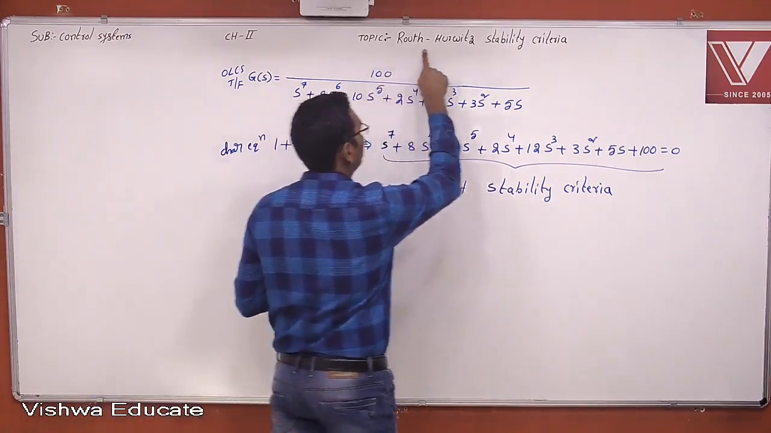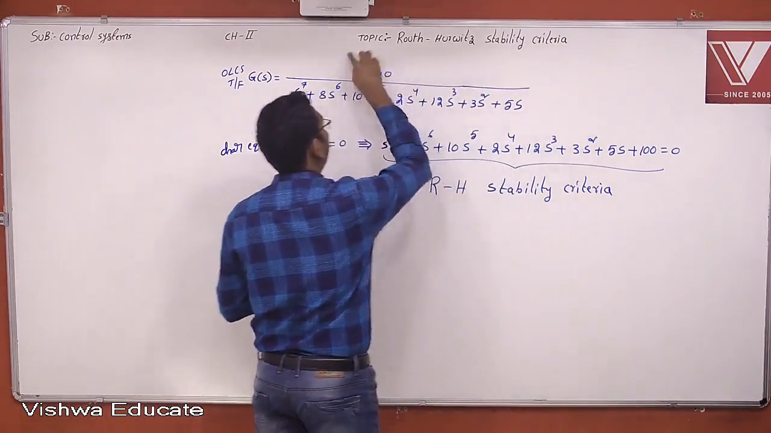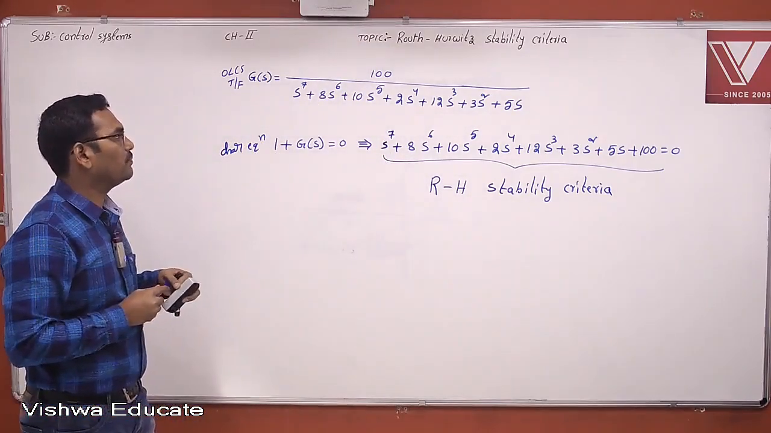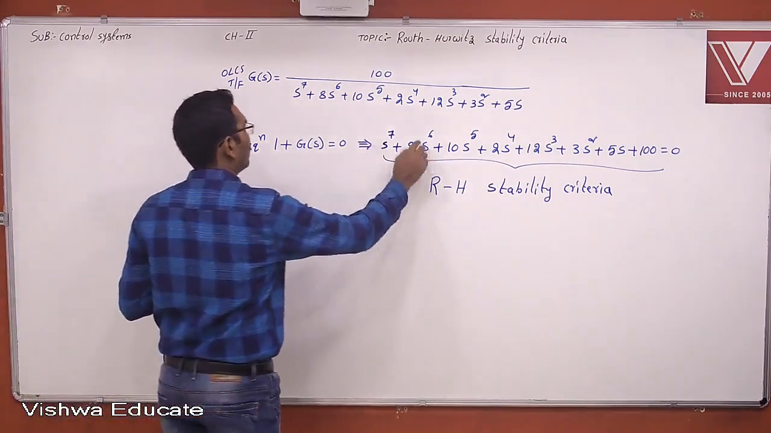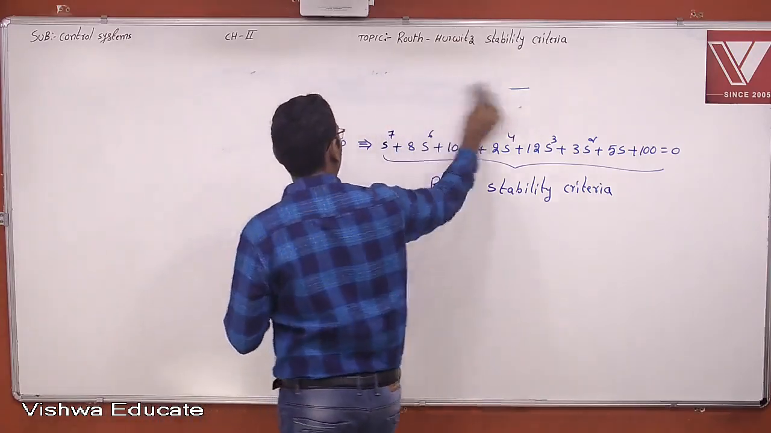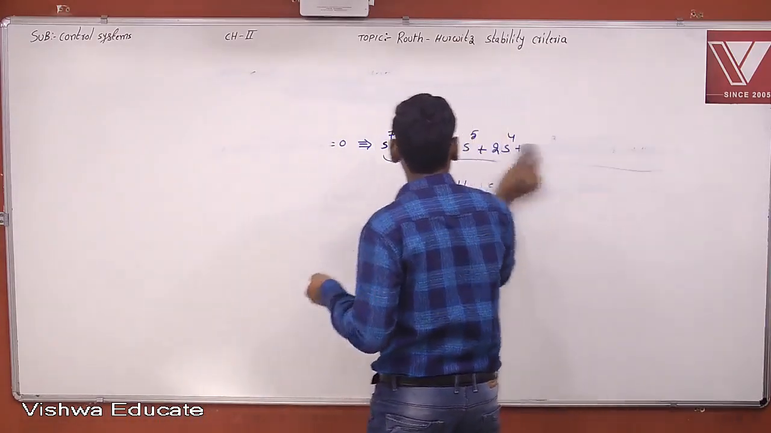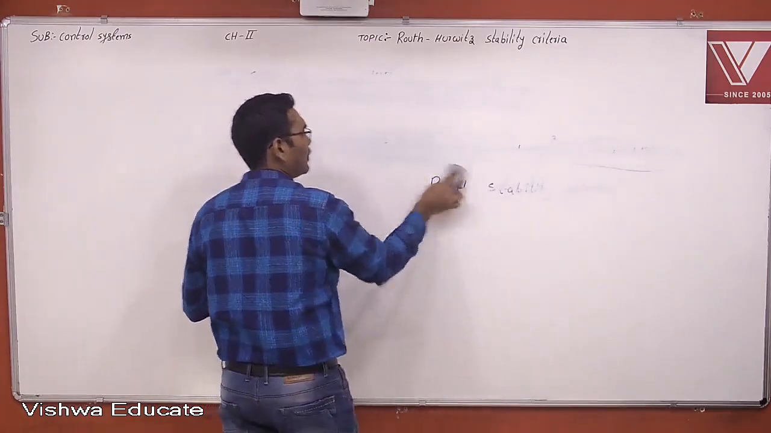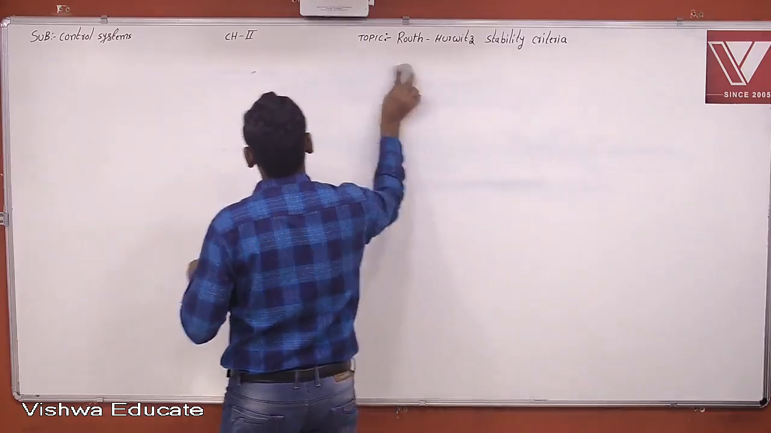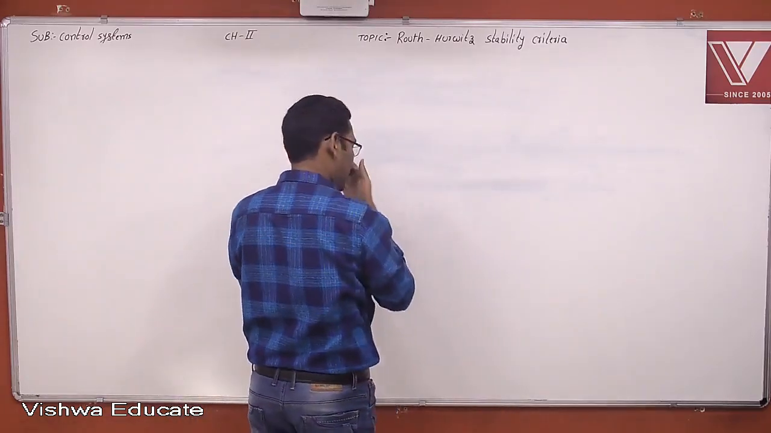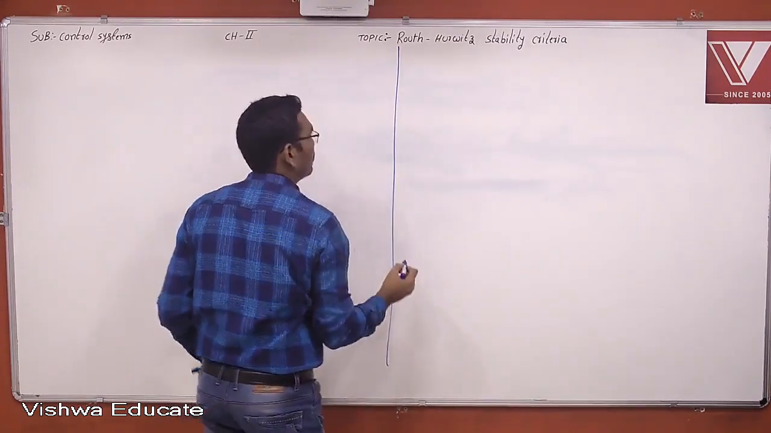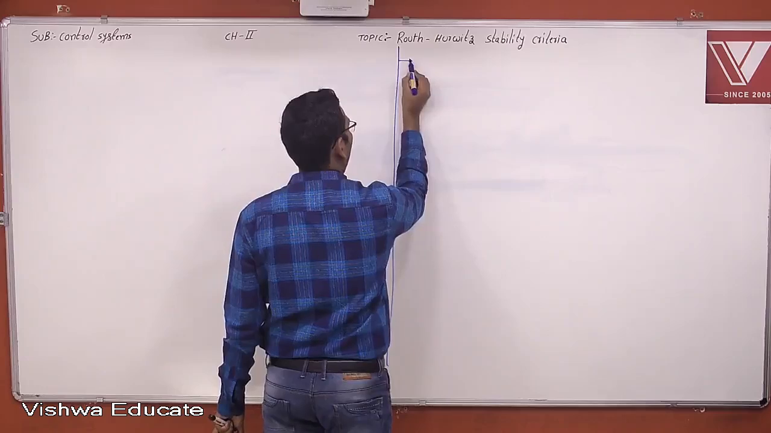Now our next topic is Routh Hurwitz stability criteria. Sir, then how to solve this question? First you see the Routh Hurwitz stability criteria. Then after that we can come back to this particular problem, and any problem you can easily solve. Now I will give a few important points on this Routh Hurwitz stability criteria, what it will provide us. We'll discuss them one by one, point by point.